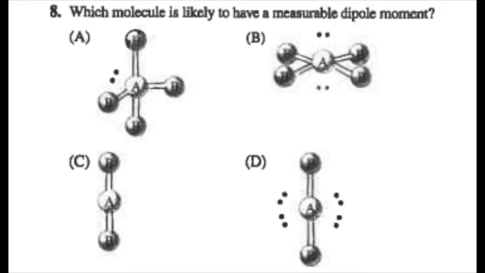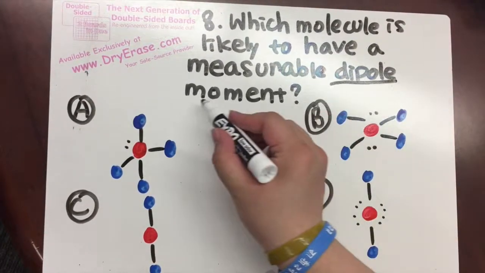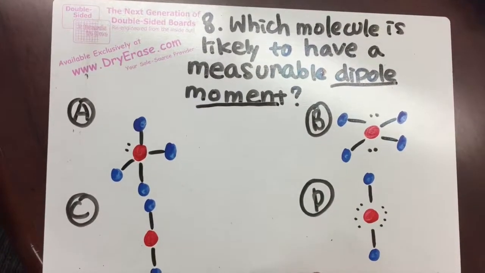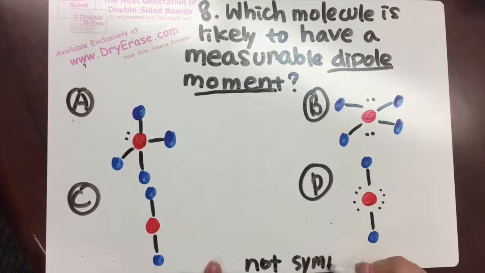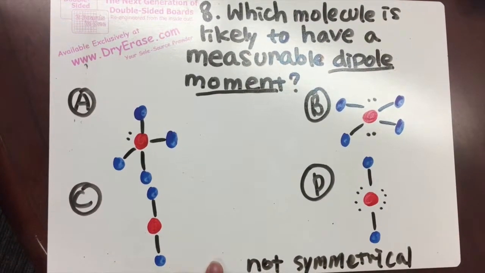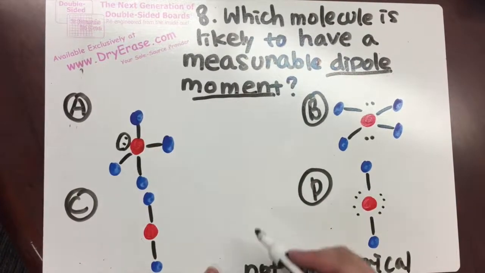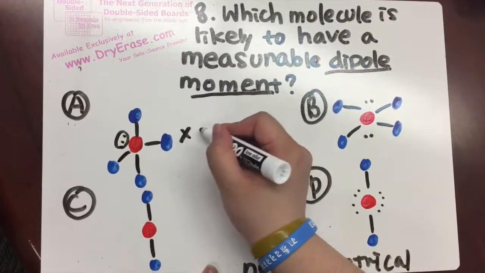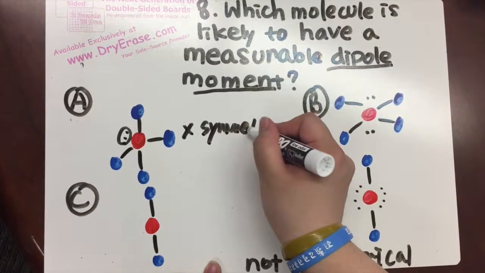Which molecule is likely to have a measurable dipole moment? What we know about dipole moment is that it's a polar structure, which also means that it's not symmetrical. So first we take a look at option A. There are 5 electron domains and one of them is a lone pair, so we know right away it's not symmetrical. And then we take a look at other options.